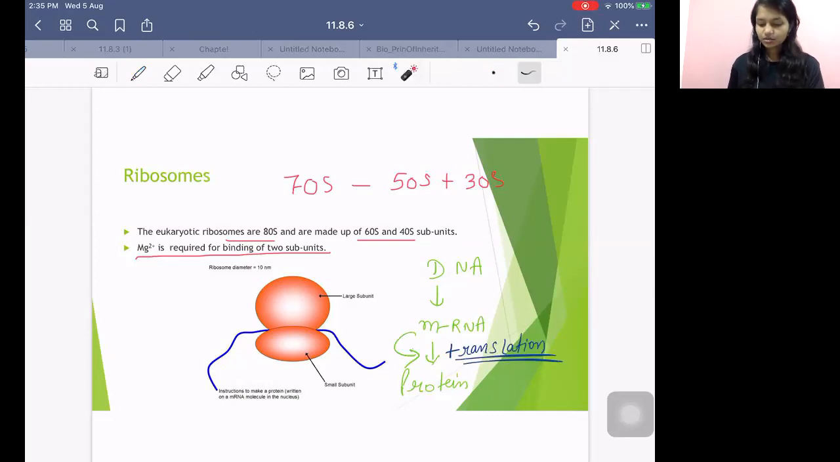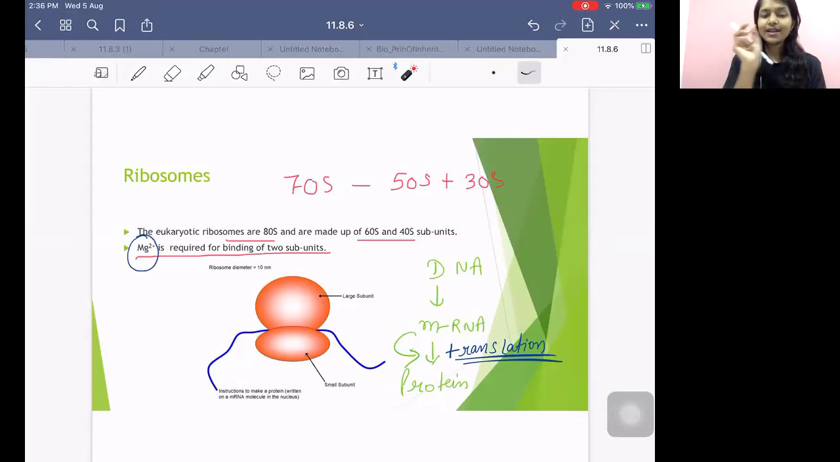Translation. So the two subunits will be attached to the mRNA, right? Whenever translation has to be done, it is with the help of an ion. You know which ion? Magnesium. Magnesium ion will help in attaching the two subunits. Got it? Yes, 70S, 80S. How do they join? With the help of magnesium ion. They help in protein synthesis. That is why they are called the protein factory.